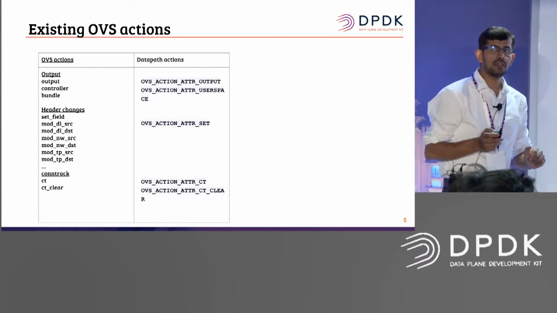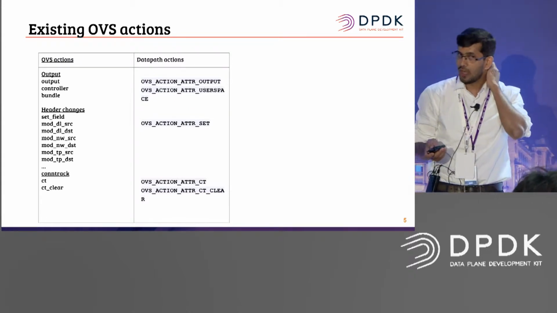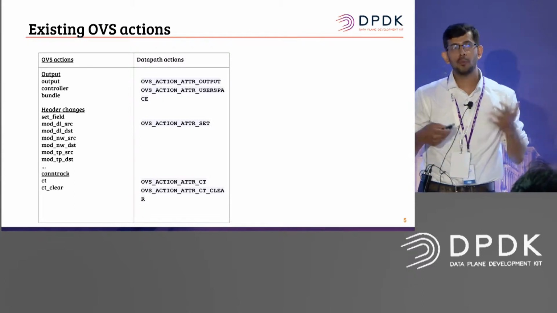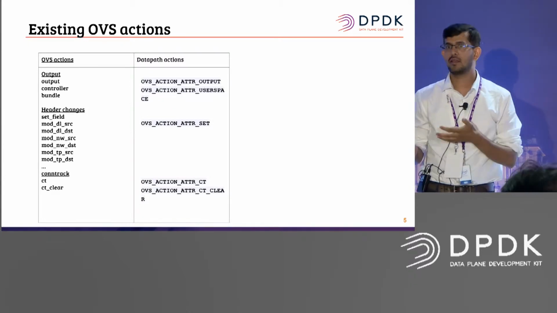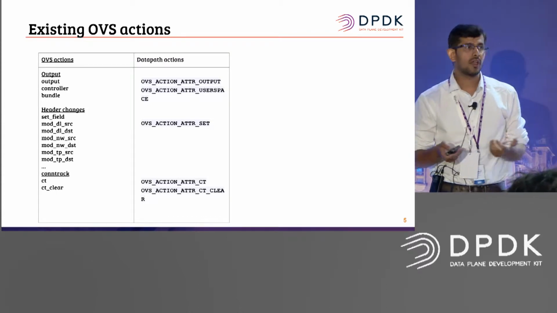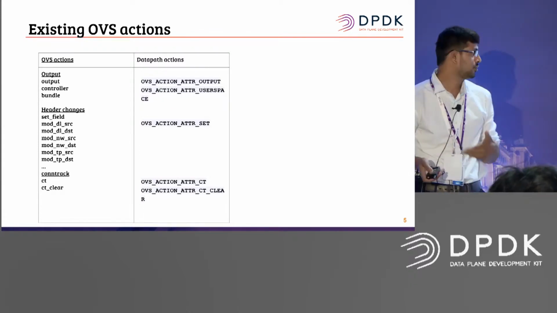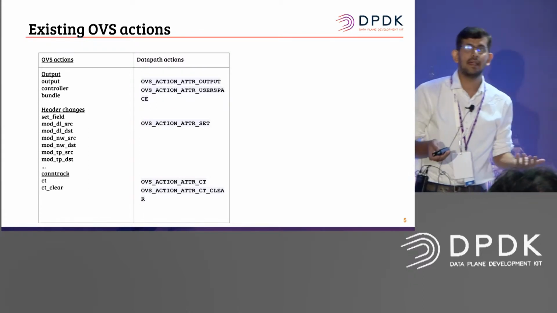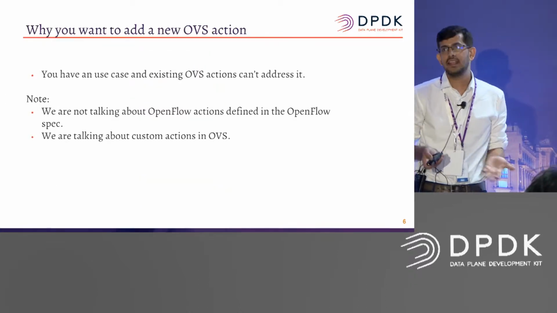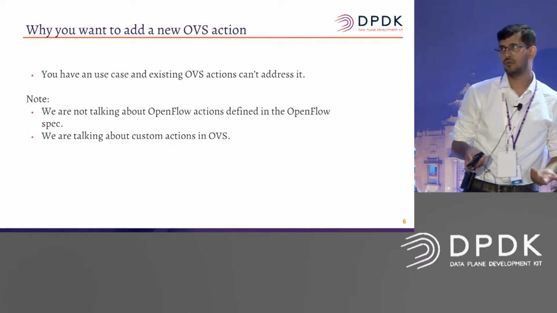Now the question is, why do you want to add a new OVS action? One thing is that you can probably contact them, I'm not too familiar with how the OpenFlow specification works, if you have a new requirement, and you can go through that. Or you can also add a new custom action in ovs-vswitchd itself directly if you have a use case. Basically, you have a use case and the existing OVS actions can't take care of that. So that's why you would probably add a new OVS action.